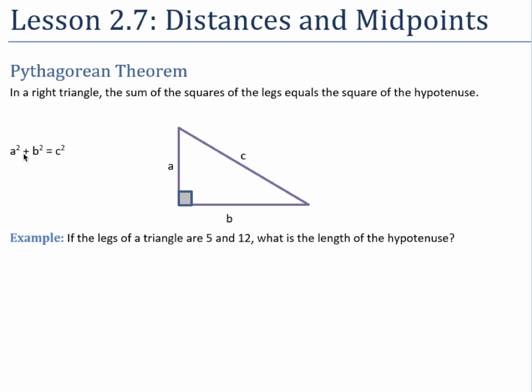So the sum, which is addition, of the squares of the legs. The legs are the ones that form the right angle. So a squared plus b squared equals the square of the hypotenuse.